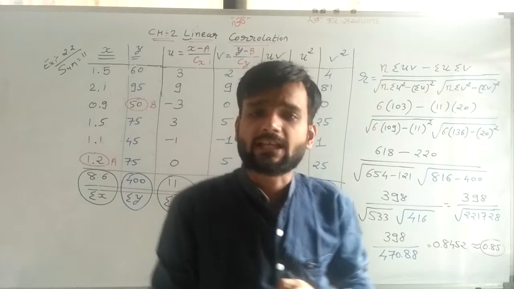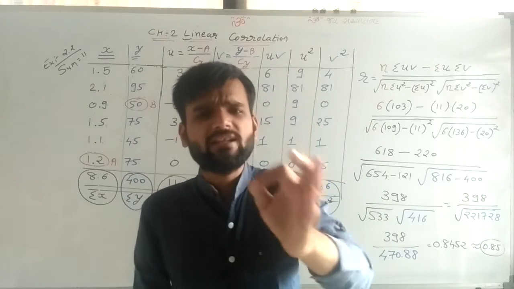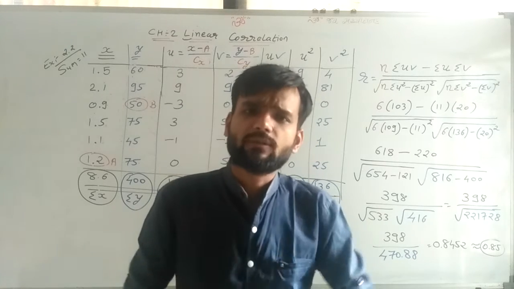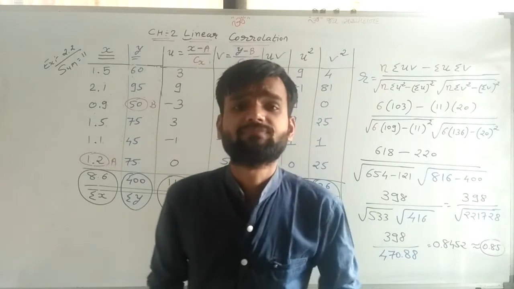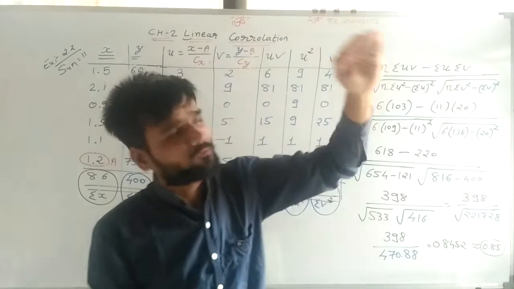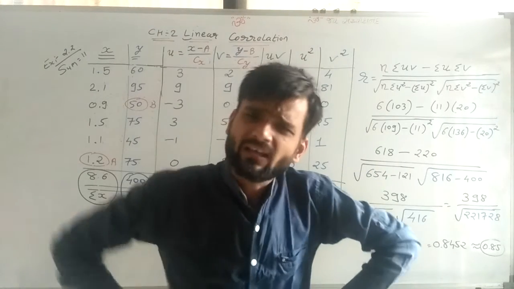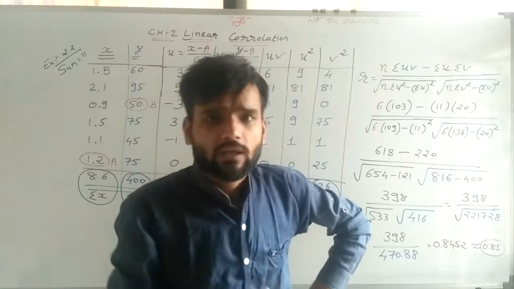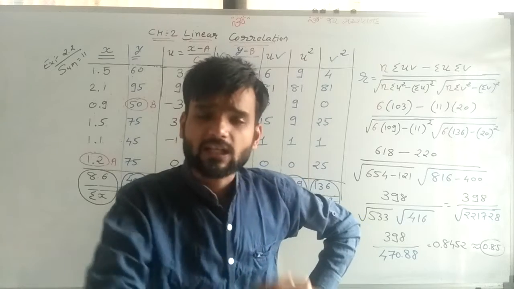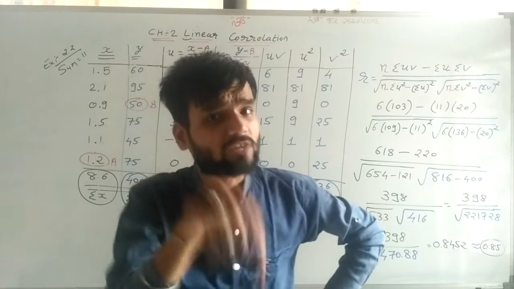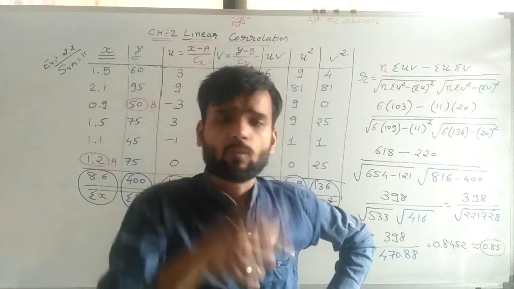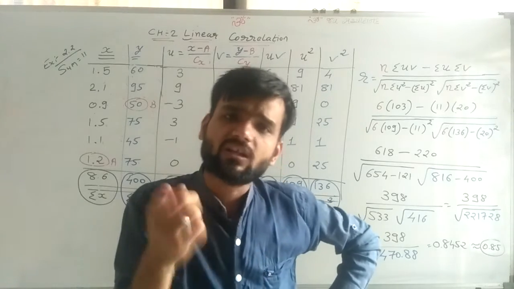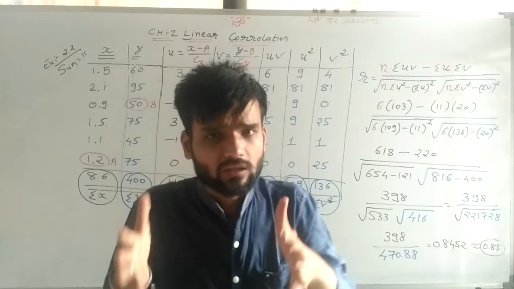If you are finding x bar and y bar, and their values are natural numbers, then you can use the first formula. Why? Think about the formula sigma of x minus x bar, y minus y bar. What do we actually need? From all the values of x, we deduct x bar, and from all the values of y, we deduct y bar. That is our real situation.